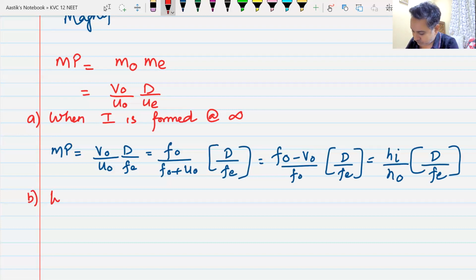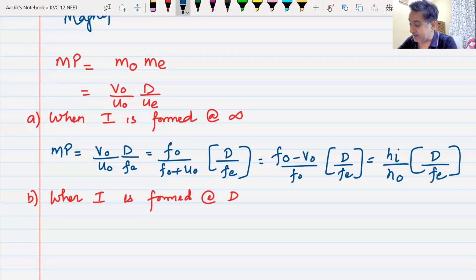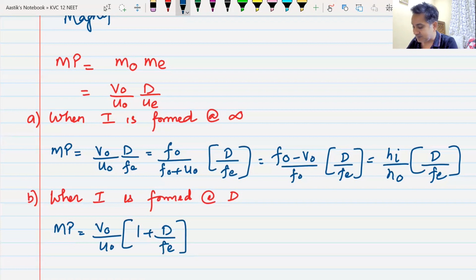Yes, sir. Case number 2 will occur when the image is formed at D. In that case, what will be the magnifying power, my dear friend? It will be V naught by U naught. That remains same. Instead of D by FE, my dear friends, I will have 1 plus D by FE. Do we understand this?